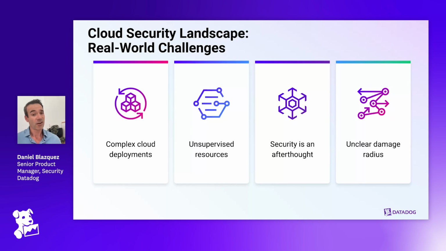Third, sadly, very often, security is an afterthought. Teams are under a lot of pressure to keep up with capabilities, and there is not enough time to secure what you build. And last, what we mean by unclear damage radius is that teams have no clear understanding of the true severity and impact of a particular vulnerability or misconfiguration.